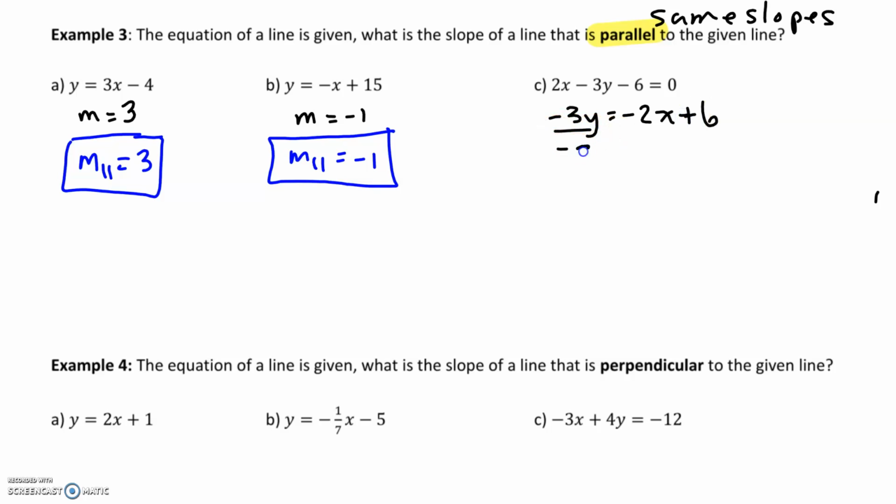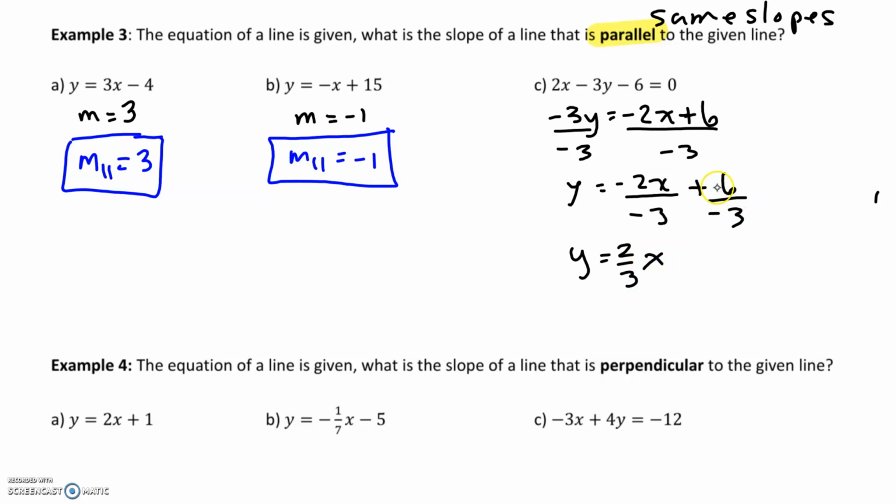So now I'll divide by -3. So y equals, and this will be -2x over -3 and a +6 over -3. So two negatives make a positive, so that's 2/3 x. And +6 divided by a -3 is going to be a -2. So my slope of this line I can now see is 2/3, and now I can get my parallel slope, which is also 2/3.